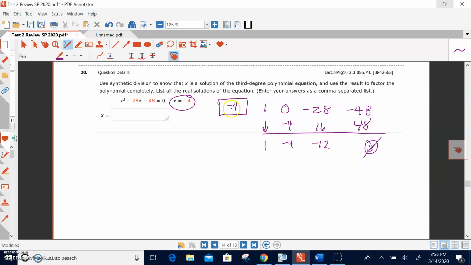That tells me that -4 is a solution. This result, the polynomial result here, is going to start with an x squared because the original was an x cubed. And when you divide it once, you lower that exponent by 1. So x squared minus 4x minus 12 is my resulting quadratic.